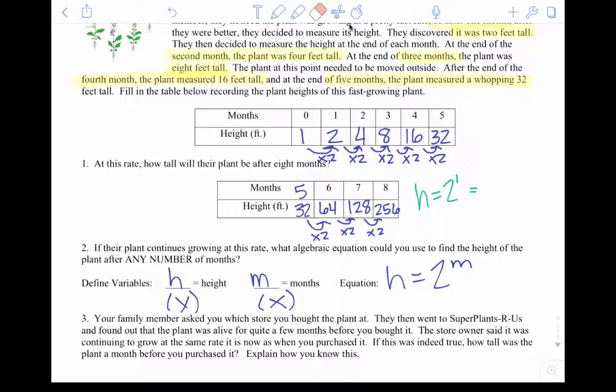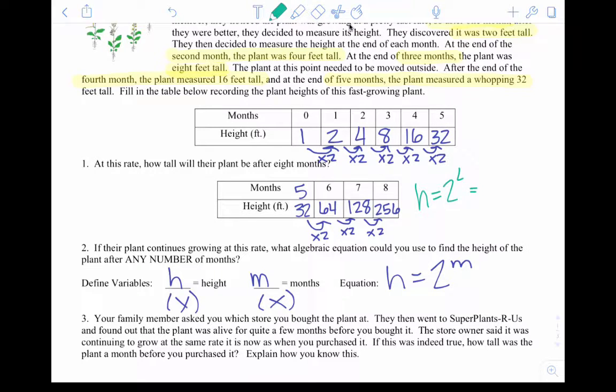So let's try it for the next one. Make sure it still works. So if I try it for 2 months, I have h equals 2 squared, which is 4. Well, hey, it works again. So let's try it for the next one. h equals 2 to the third. Well, 2 to the third is 2 times 2 times 2, because we're talking about exponents. 2 times 2 times 2 is 8. And that is what my height is for 3 months.